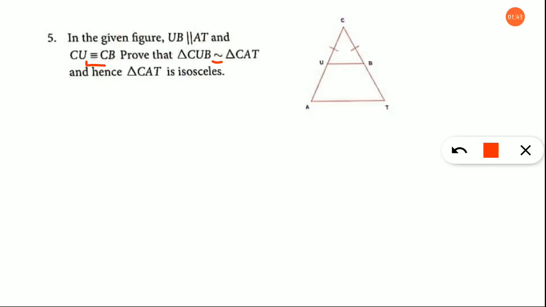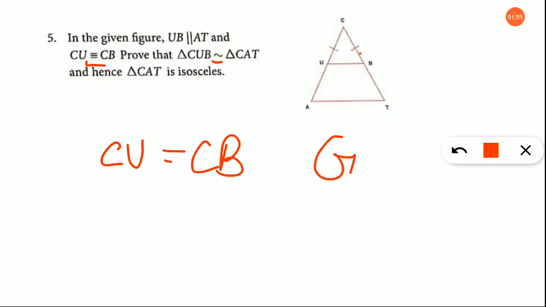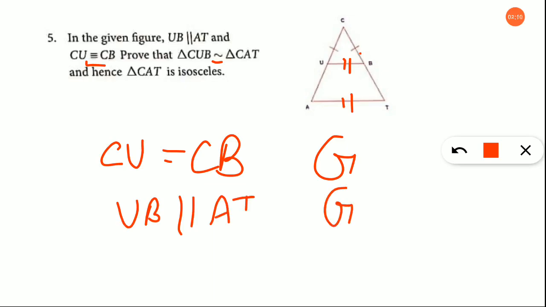The first thing that you're going to do is take whatever is given and then write. So what is the first one? It is given CU is congruent to CB, so it is equal to CB and it is given. And the next thing is UB is parallel to AT, these two lines are parallel. Okay, this is also given. Now using these hints, you are going to prove that triangle CUB, this triangle, is similar to the outer triangle. Okay, that is what you are going to prove now.